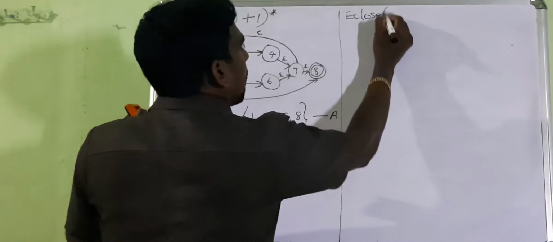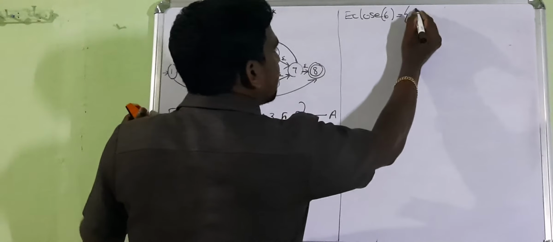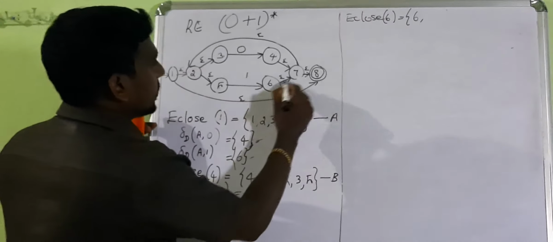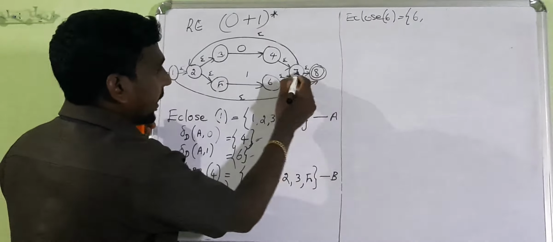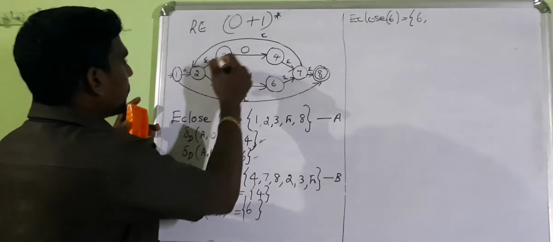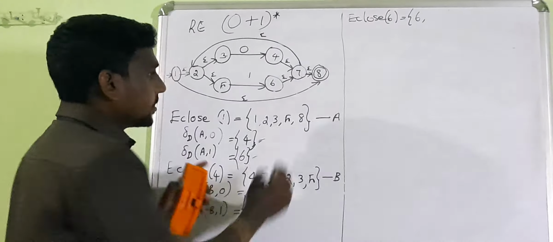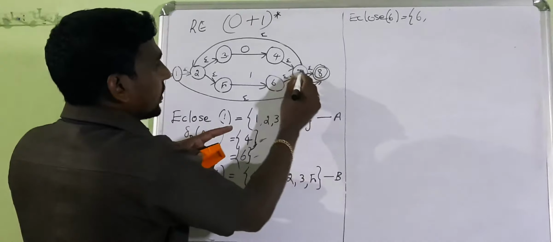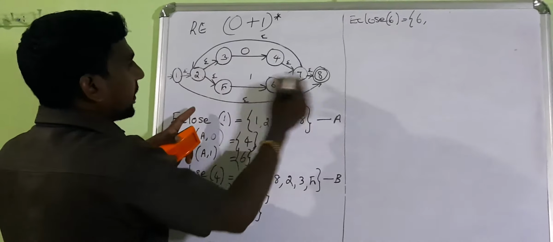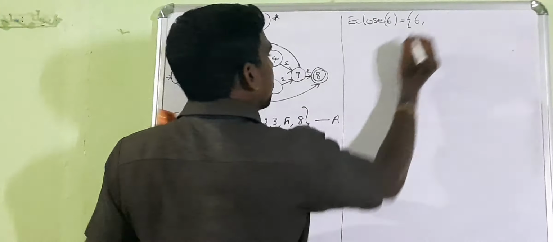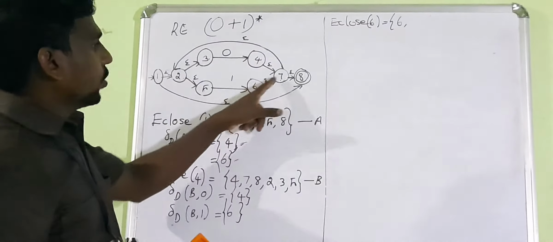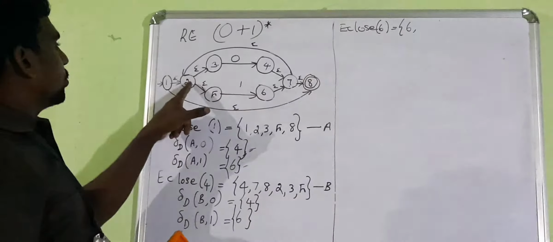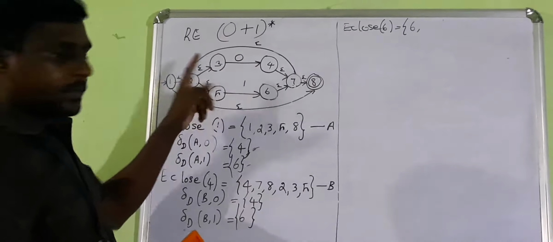E-closure of 6. So 6 should be there. From 6 I have to check. See, 6 to 7, 7 to 8, and then 7 to 2, 7 to 3, 7 to 5. Clear? See, 6 is there. From 6 I have to check. 6 to 7 it is going, 7 to 2 it is going, 3, 5, and 7 to 8. What is going? Empty moves are going. See, 6 to 7 empty, and 7 directly goes to 2 and directly goes to 3. Okay.